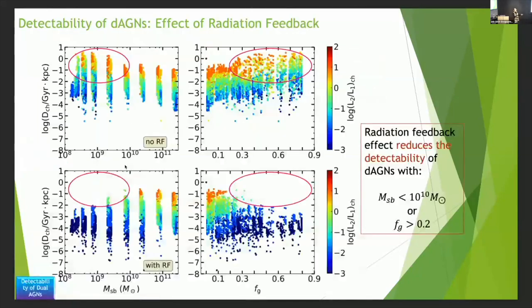So this is just showing what I said. This is a comparison of detectability. Top, you have seen this a couple of slides ago. This is without radiation feedback. The bottom is the same plot for the same DUAGN population, but with radiation feedback, both aspects as I mentioned. So as you can see, even though we have negative dynamical friction increasing the detectability, the overall decrease in luminosity will just make the detectability lower in the presence of radiation feedback. And especially the suppression is most severe in these gas-dominated systems, because radiation feedback only affects the gas component in the system.